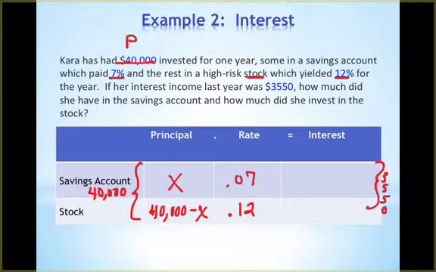Now, to get our interest, remember we do principal times rate. Normally it's principal times rate times time, but our time is 1 year, so that's why we don't have to worry about it.